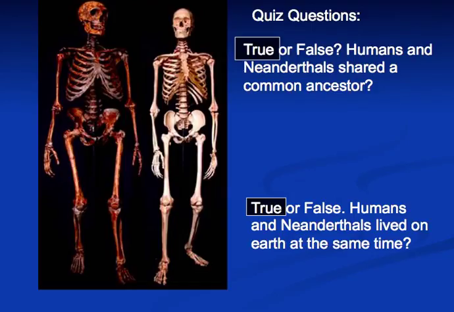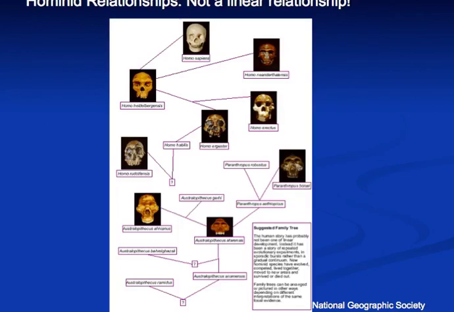The answer is yes. It is thought that we did share a common ancestor with Neanderthals, and it also is thought that we lived on the Earth at the same time as Neanderthals. I think modern humans, Homo sapiens, ended up being bad news for the Neanderthals.